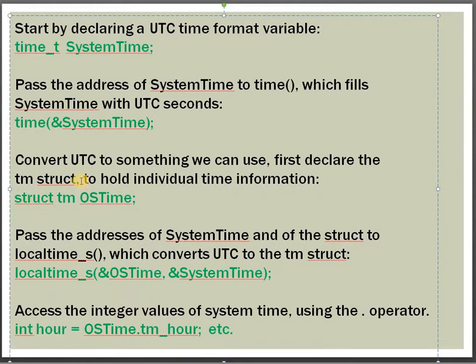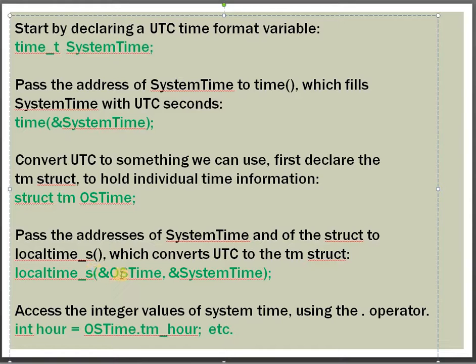First, we're going to declare the TM struct to hold the information, because the struct that I showed you is in the CTime library, and we don't access it directly. But here we say struct tm called OS time. Okay, and so we will copy all the information from the CTime library into our struct, and then we can use it. So we're going to pass the addresses of system time and of the struct to localtime_s, which converts the UTC to the TM struct.